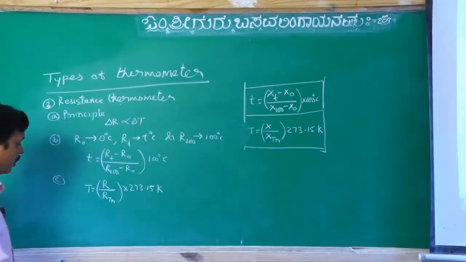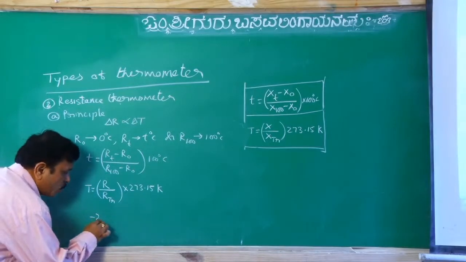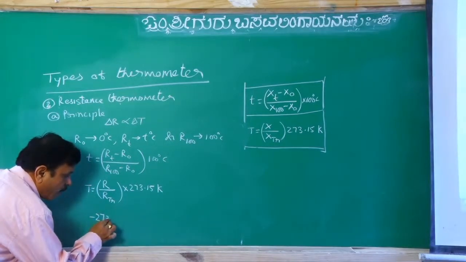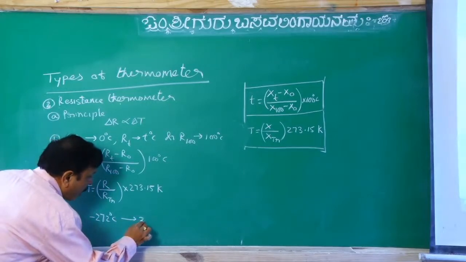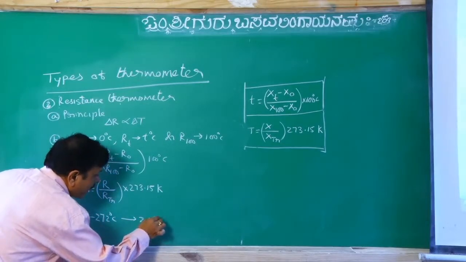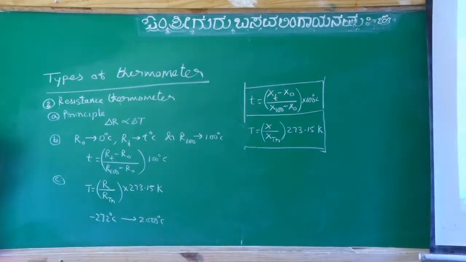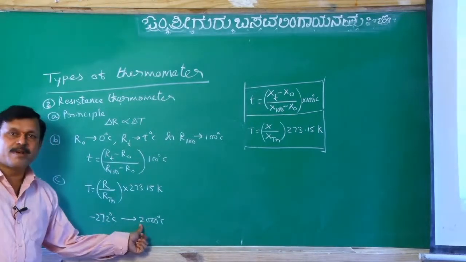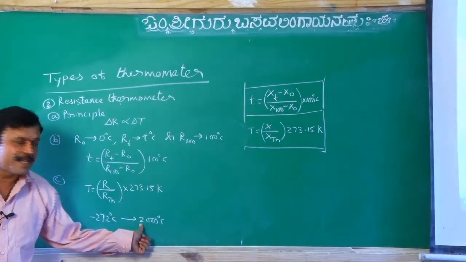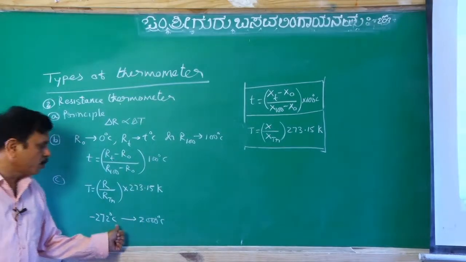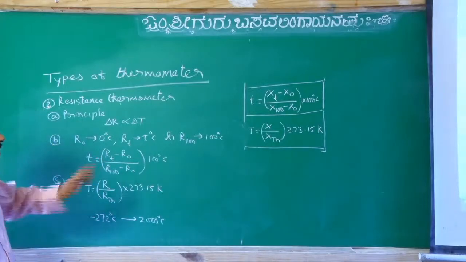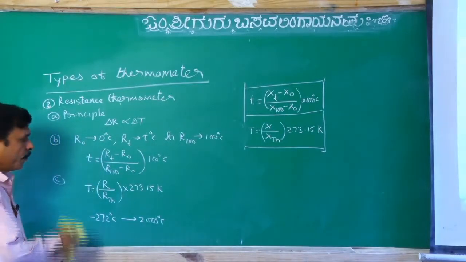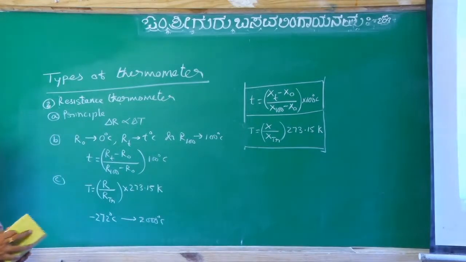Well, now this thermometer can be used to measure temperature from minus 272 degrees Celsius to about 2000 degrees Celsius. In some books this number is given as 1200 degrees Celsius. So temperatures from minus 272 degrees Celsius to 1200 or 2000 degrees Celsius can be measured. Now, based on this formula, we shall see some numericals.